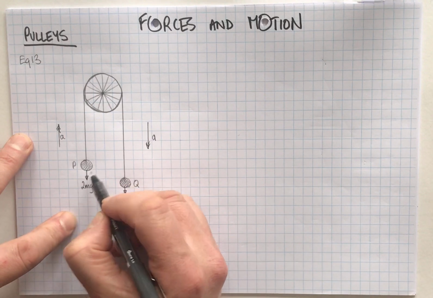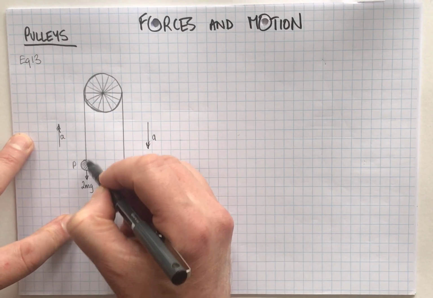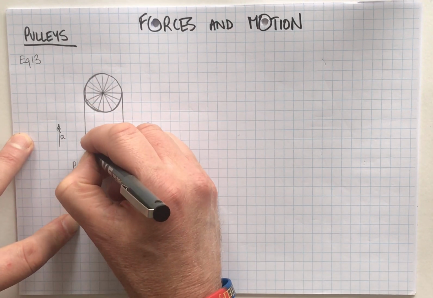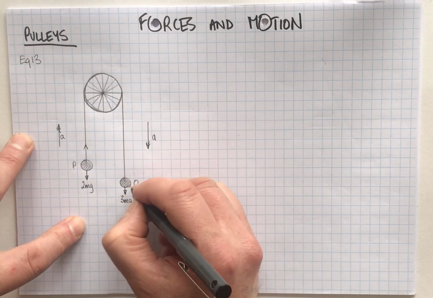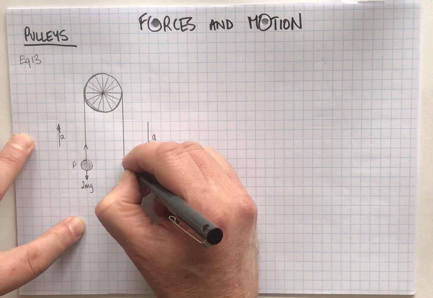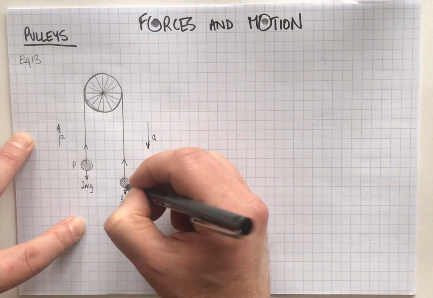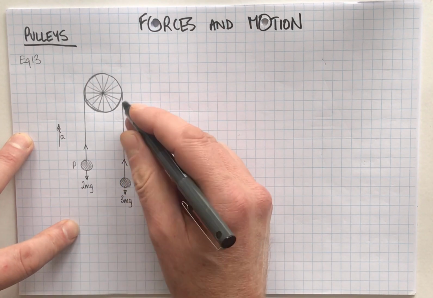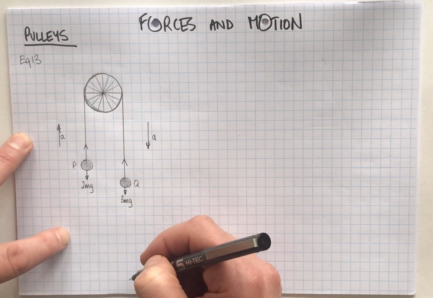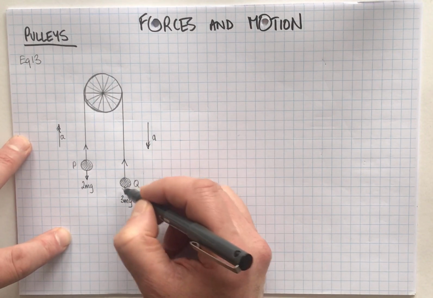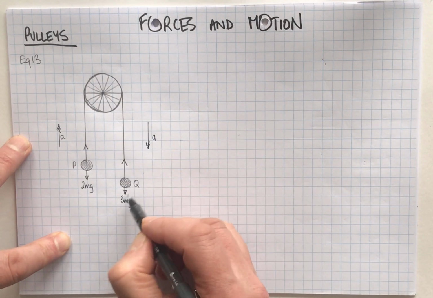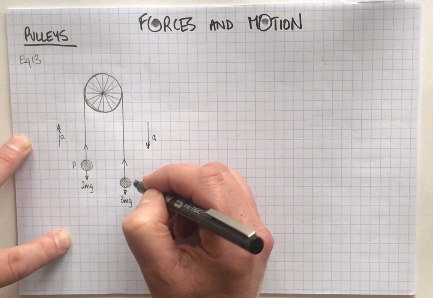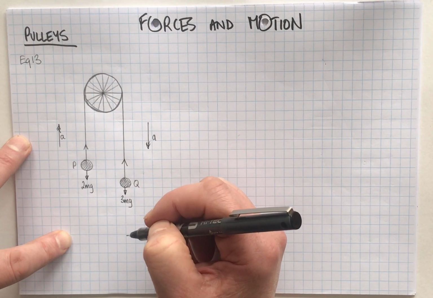Now, if we consider this weight, the rope is pulling it upwards like that. And presumably this one also, the string is pulling it upwards because it's slowing it down. Obviously, if we didn't have a string, this would fall at 9.8 meters per second squared. It's not going to fall as quickly as that because there's an upward tension. We've got a downward force here and an upward force, which is the tension in the string.